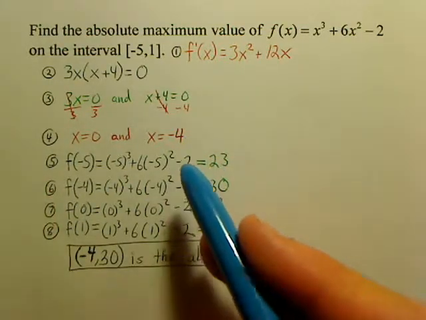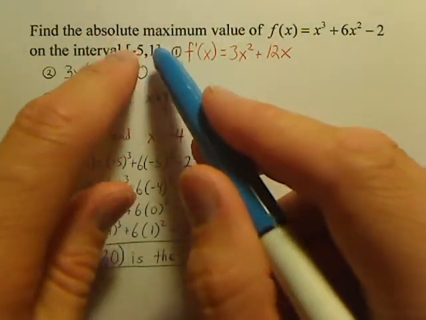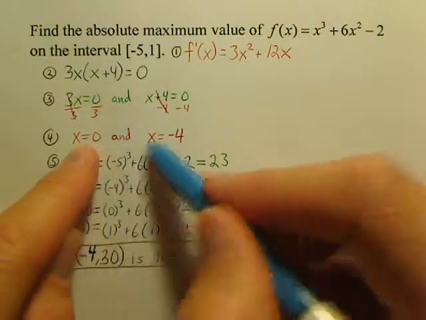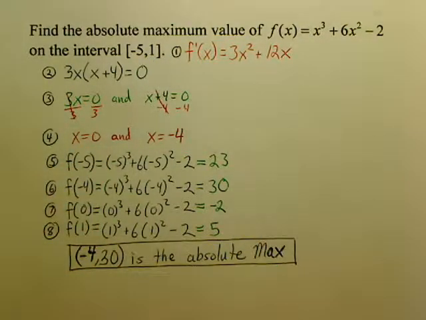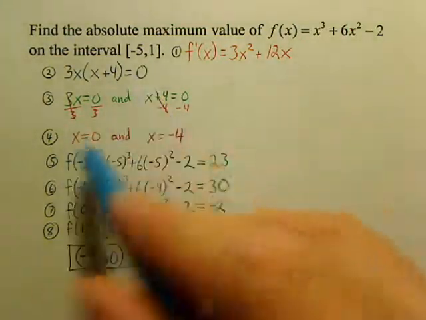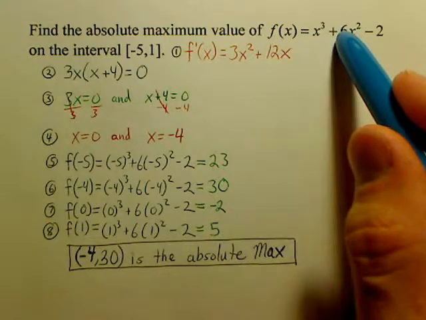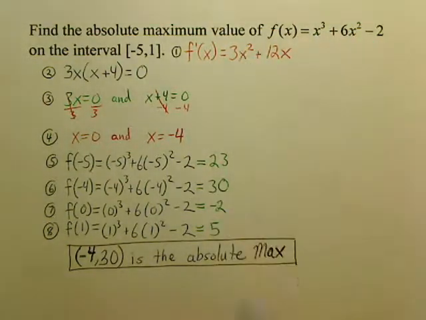Now, be careful sometimes too. Sometimes your critical numbers aren't in the interval, so you don't have to check critical numbers unless they're actually in the interval. These are in the interval. Be careful, sometimes they are not in the interval. That's an easy thing to mess up. And also be careful that when you're plugging these values in, make sure you plug them into the original function, because you want to know what the actual height or output of the function is, not the slope, not the derivative.